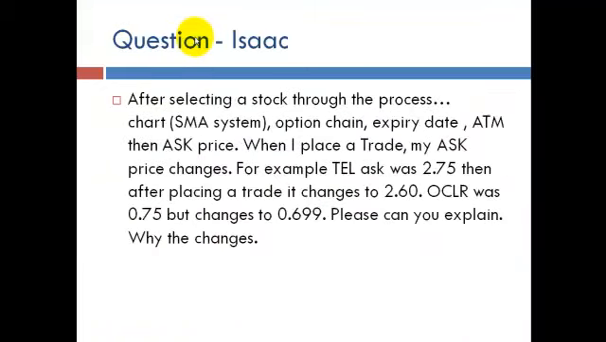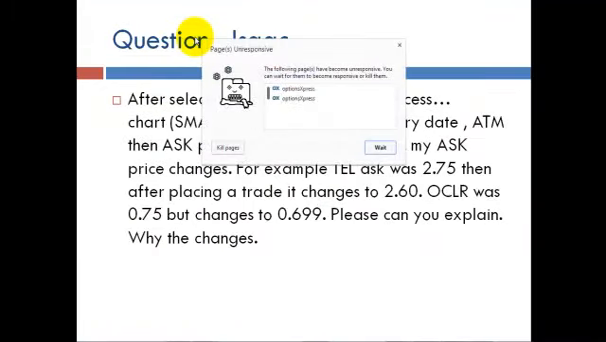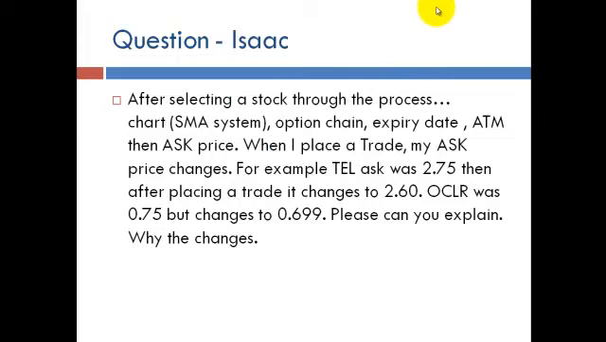Okay, so Isaac also said, after selecting a stock through the process, which is the charts, the SMA system, options chain, expiry date, at the money, then ask, when I place a trade, my ask price changes. For example, TEL was, the ask was $2.75. Then after placing a trade, it changes to $2.60. OCLR was 0.75, but changes to 0.699. Please, can you explain why the changes?